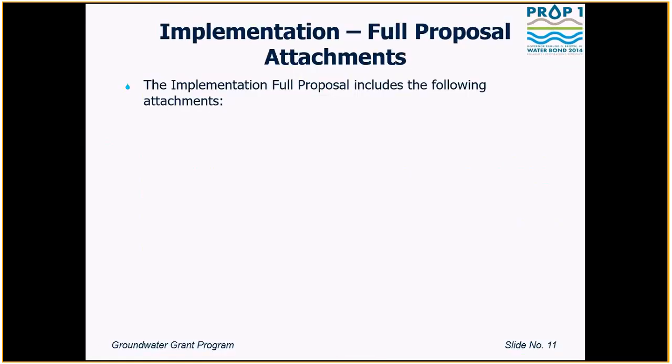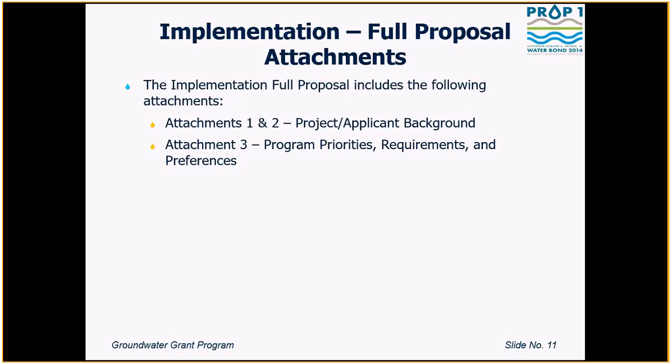Okay, so now I'll go over the 11 attachments that are part of the implementation proposal. Attachments 1 and 2 are for the project applicant background, and the topics covered in this attachment will include a project overview, a discussion of any responsible parties, the applicant experience and knowledge, any coordination with cooperating agencies, discussion on long-term O&M, and also supporting documents.